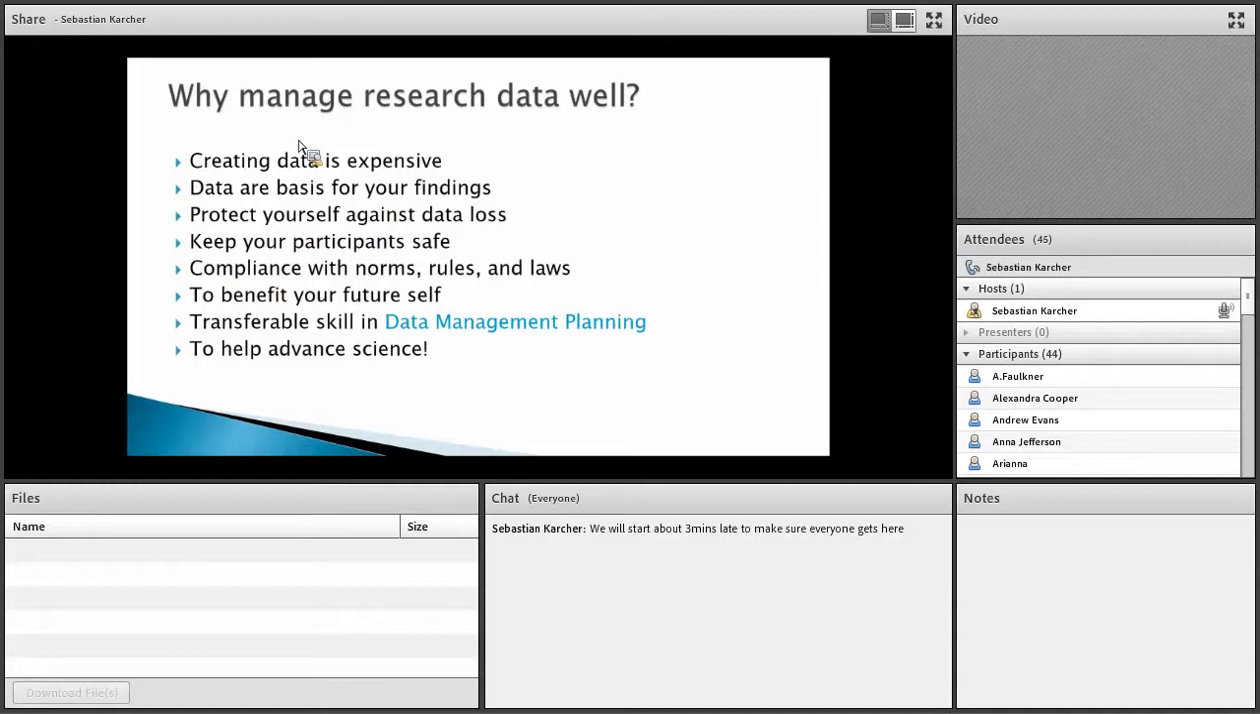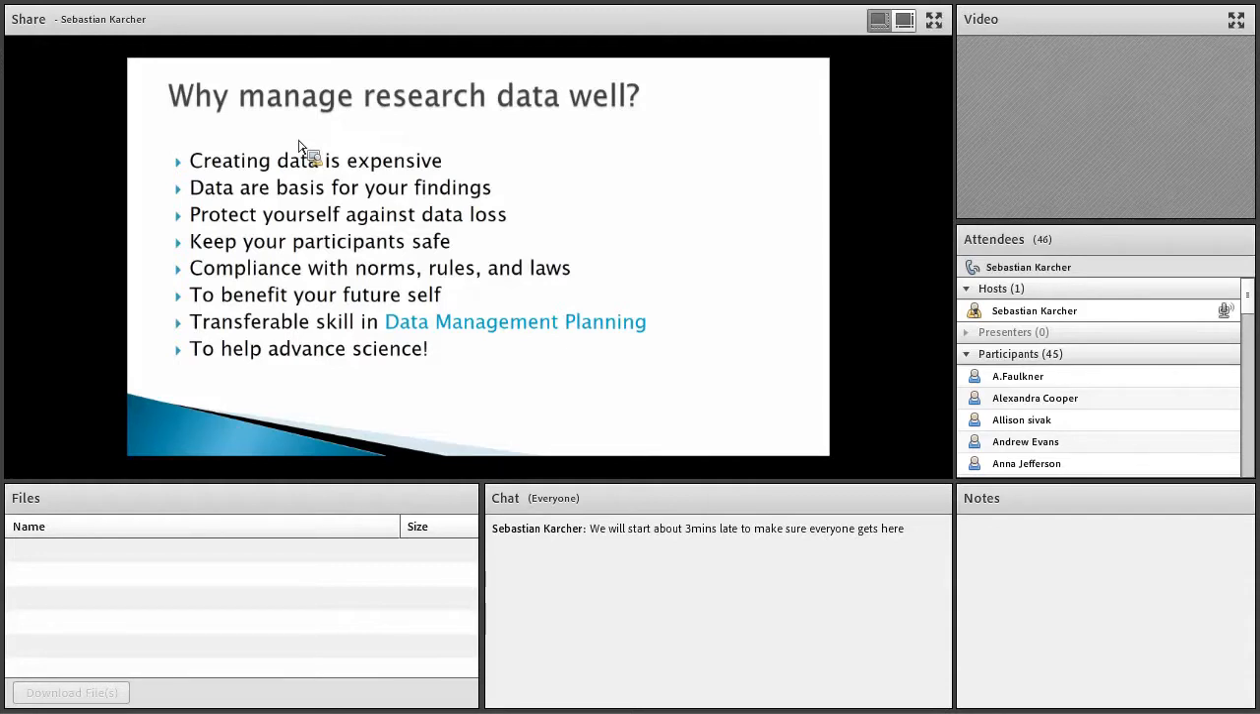And also, you need money to produce the data, and often that money comes from grants, and in many cases, your grant-giving organizations will require that you do data management planning. So doing so, and doing so properly, is important for that. And finally, there are normative considerations.